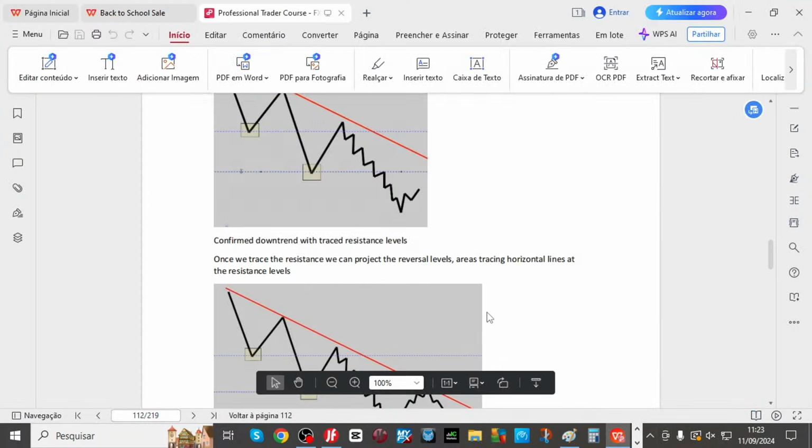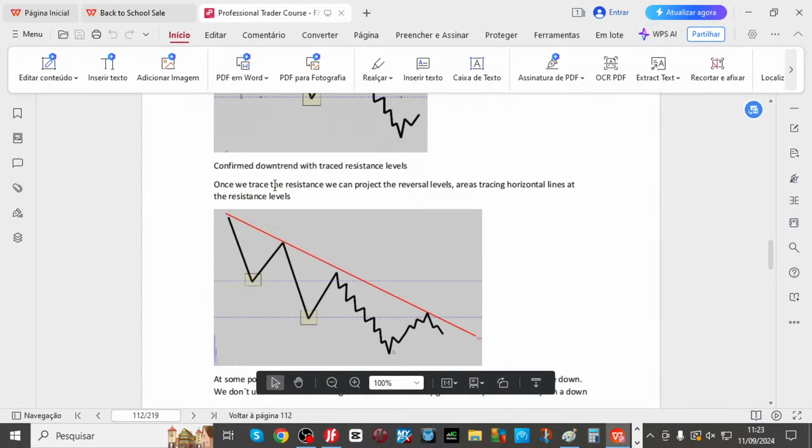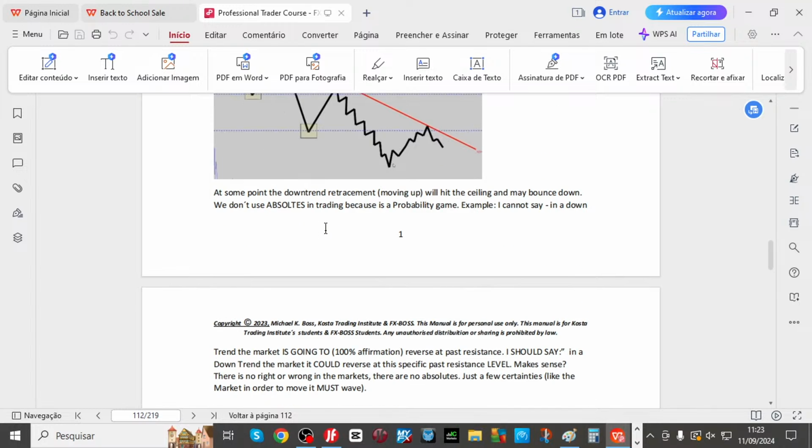From the manual, right? Once we trace the resistance, we can project the reversal level, areas tracing horizontal lines. All good. At some point, the downtrend, the retracement moving up, will hit the ceiling and may bounce down. We don't use absolutes in trading, type on here, because it's a probability game.